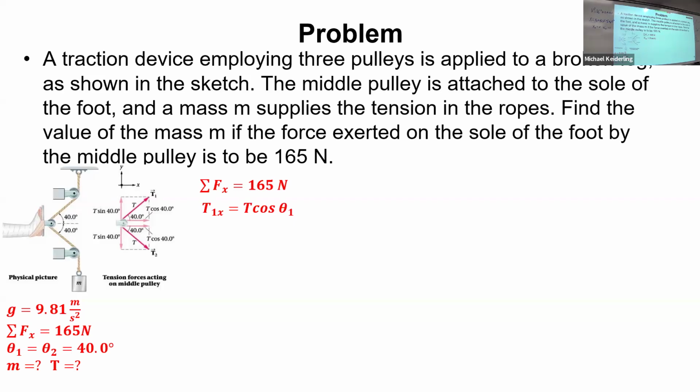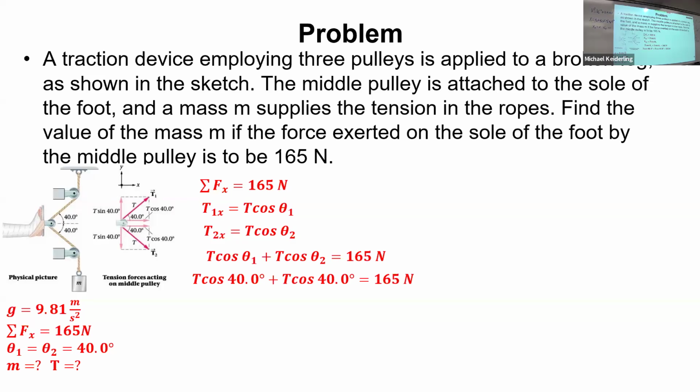Tension 1x is T cosine theta 1. Tension 2x is T cosine theta 2. T cosine theta 1 plus T cosine theta 2 is 165 newtons. That's tension times the cosine of 40 degrees plus tension times the cosine of 40 degrees. So 2 times tension times the cosine of 40 degrees gives us 165 newtons. The tension is going to be 165 newtons divided by 2 times the cosine of 40 degrees, which is 107.7 newtons.